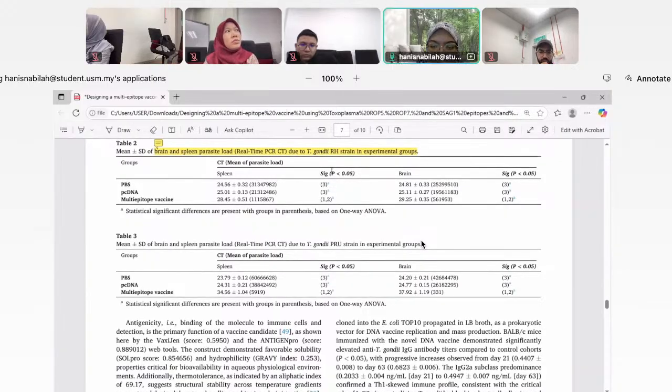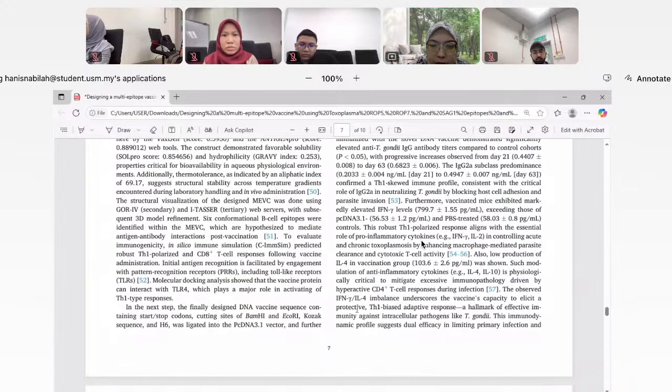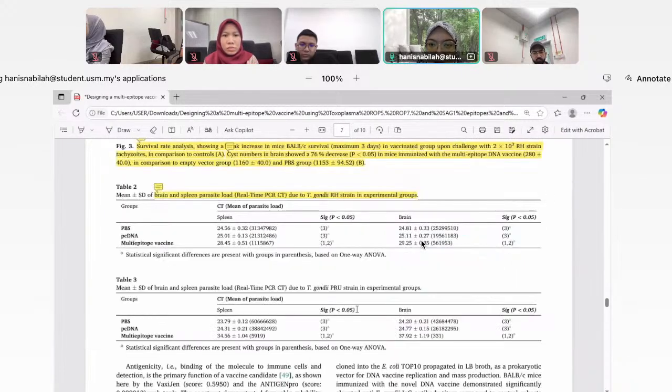But if we want to compare between the strains, we can tell that this vaccine is more effective in the PRU strain, the one with the cysts. The virulent one is the RH strain. Yeah, so this is the result for this one.